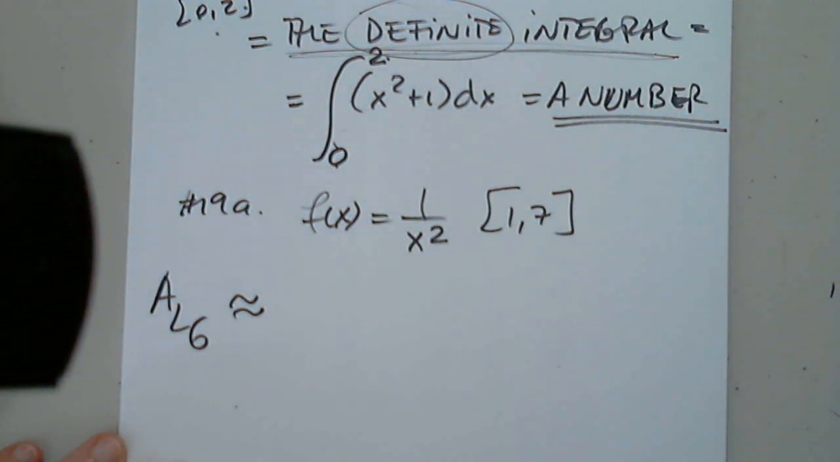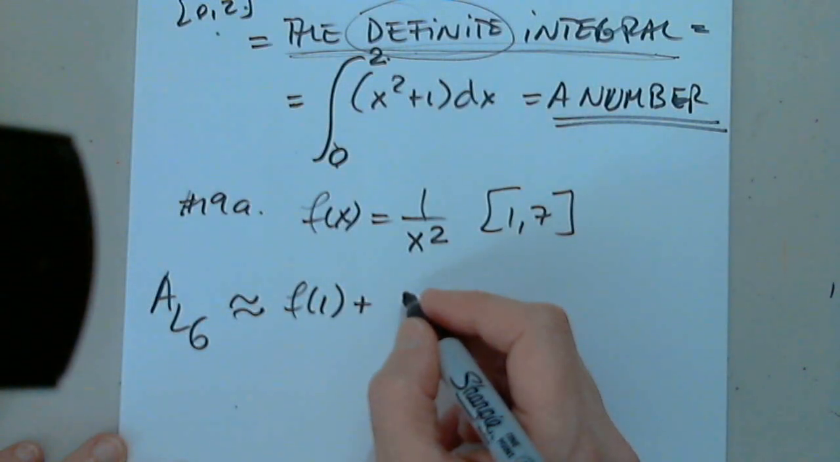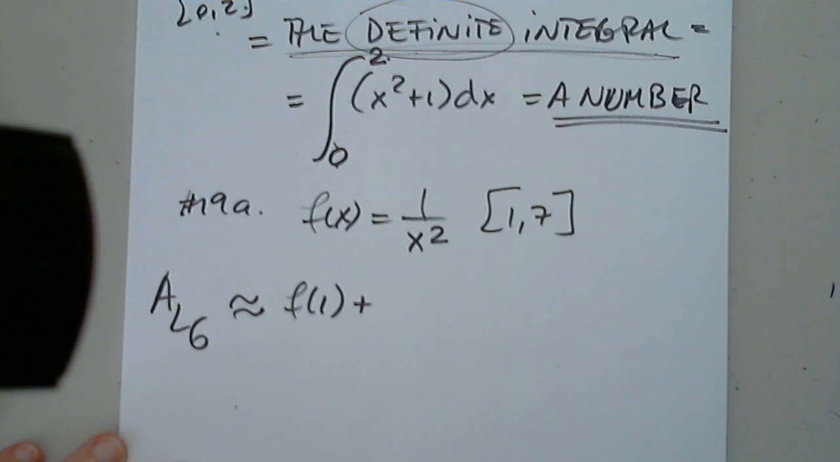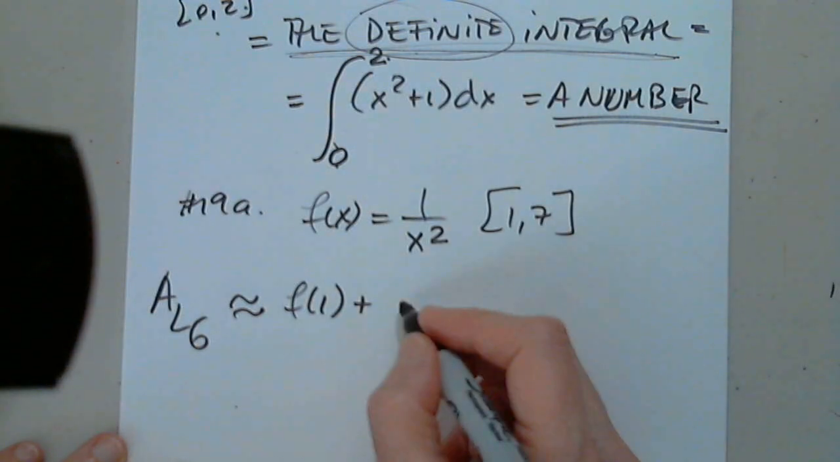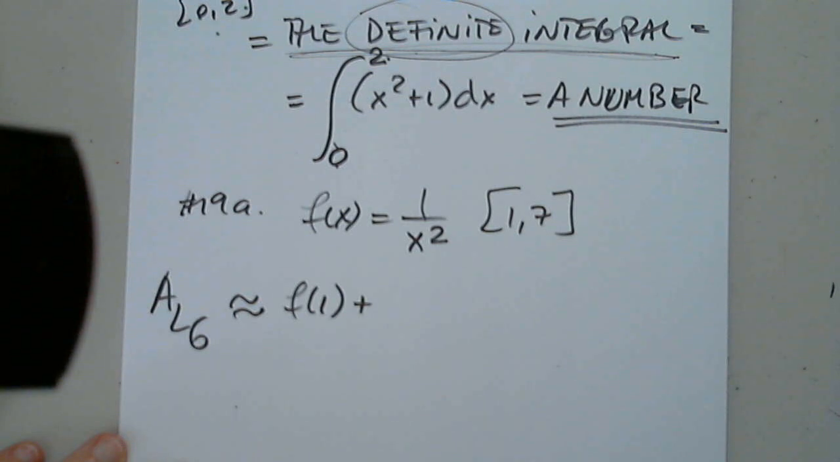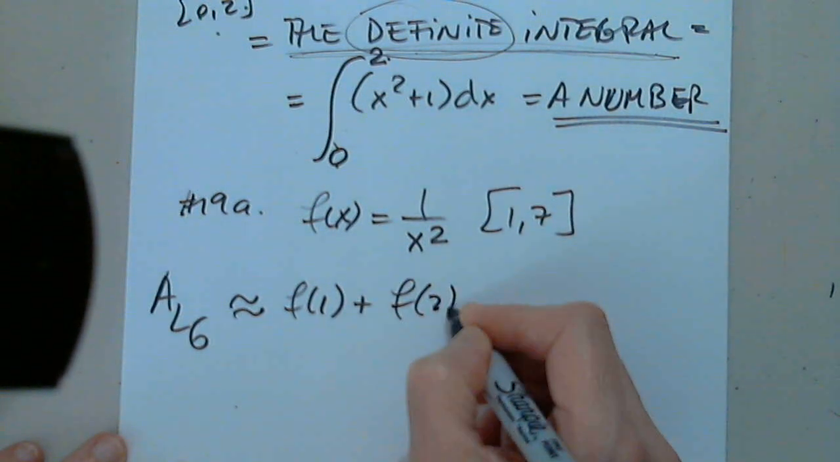So the first rectangle, what is the base? And what is the height? The base is 1 times the height. I'm not going to write the base again because it's all 1. So I'm just going to write f of 1 plus, can anyone tell us what else we have to write? For the next rectangle, what is the height? No, the height is not 2. F of 2. F of 2, very good. Plus, for the next one.